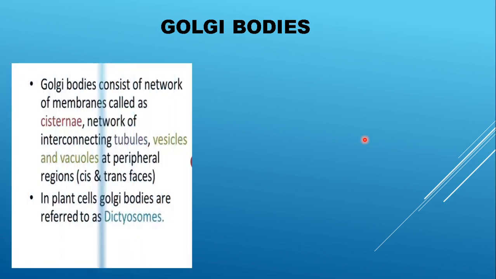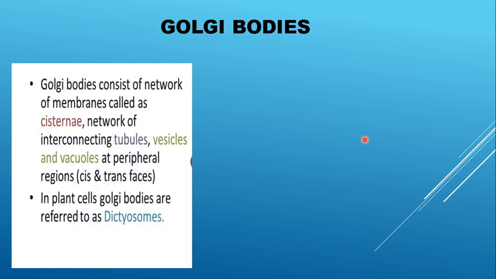Golgi bodies. The next organelle, Golgi bodies. Once the proteins are produced in the rough endoplasmic reticulum and lipids are produced in the smooth endoplasmic reticulum, they have to be transported to different parts of the cell. That further modifying and then transporting it to different parts of the cell is done by Golgi bodies.